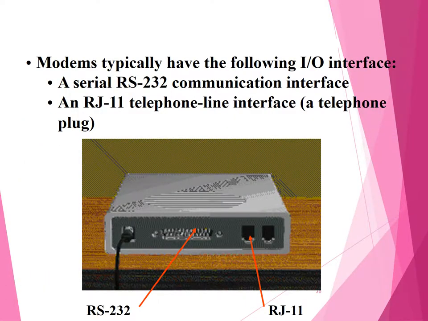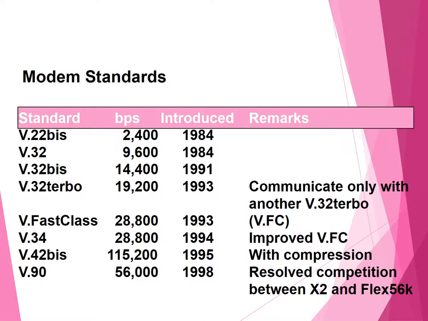Modems typically have the following IO interfaces: a serial RS232 communication interface, an RJ11 telephone line interface, and a telephone plug. RS232, RJ11. Modem standards: V.22 bis, V.32, V.32 bis, V.32 terbo, V.Fast Class, V.34, V.42 bis, V.90. Communicates only with another V.32 Turbo, VFC, improved VFC with compression, resolving the competition between X2 and Flex 56K.